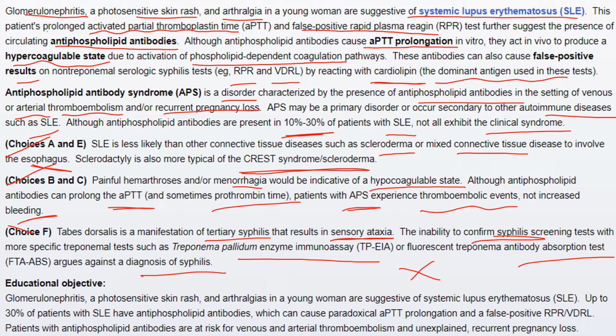In summary, glomerulonephritis, a photosensitive skin rash and arthralgias in a young woman are suggestive of SLE. Up to 30% of patients with SLE have antiphospholipid antibodies, which can cause paradoxical APTT prolongation and a false positive RPR or VDRL. Patients with antiphospholipid antibodies are at risk for venous and arterial thromboembolism and unexplained recurrent pregnancy loss.